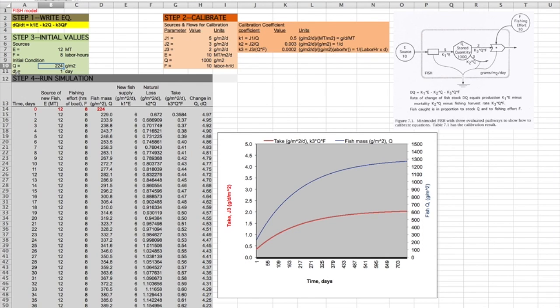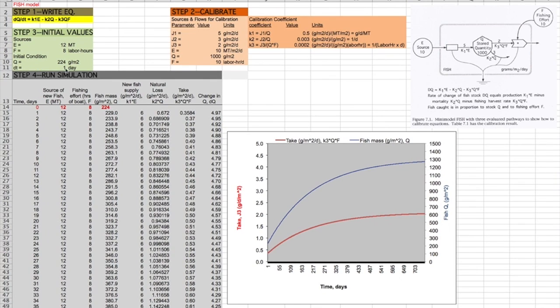Finally, we need to determine what we want our time step to be, or dt. In this case, we're going to use 1 day. Our units, the flow rates, are in per day units, so using a time step of a day seems plausible at this point. Step 4, we have the simulation itself.